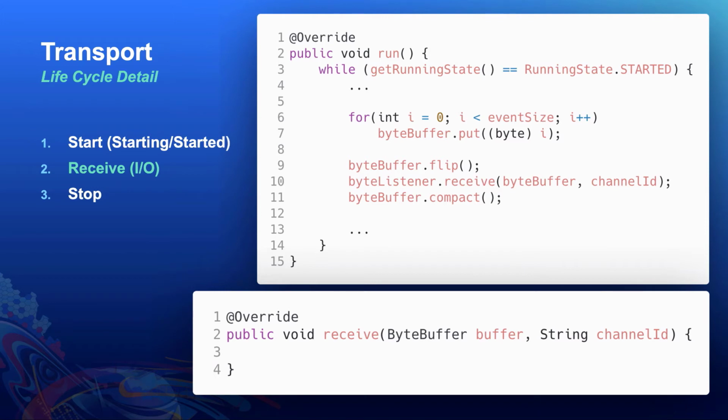The top picture shows how an inbound transport handles incoming data. In this scenario, the thread's run method will get data, add it to a byte buffer, and send the data along to the inbound adapter's byte listener. The bottom picture shows an outbound transport's receive method. This is where the transport will receive the data from the outbound adapter to then be sent out or emitted to the connected devices.